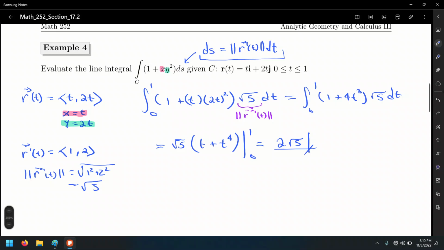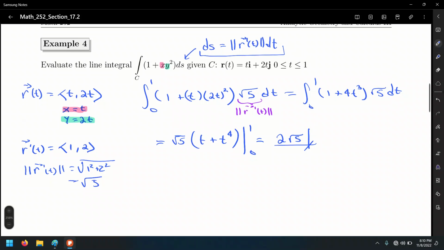Alright? So that's our first example of evaluating a line integral, but in this case using the parameter t and not the arc length parameter, because again, we redefine this to do our work a lot easier rather than having to figure out an arc length parameter and then evaluating on top of that.